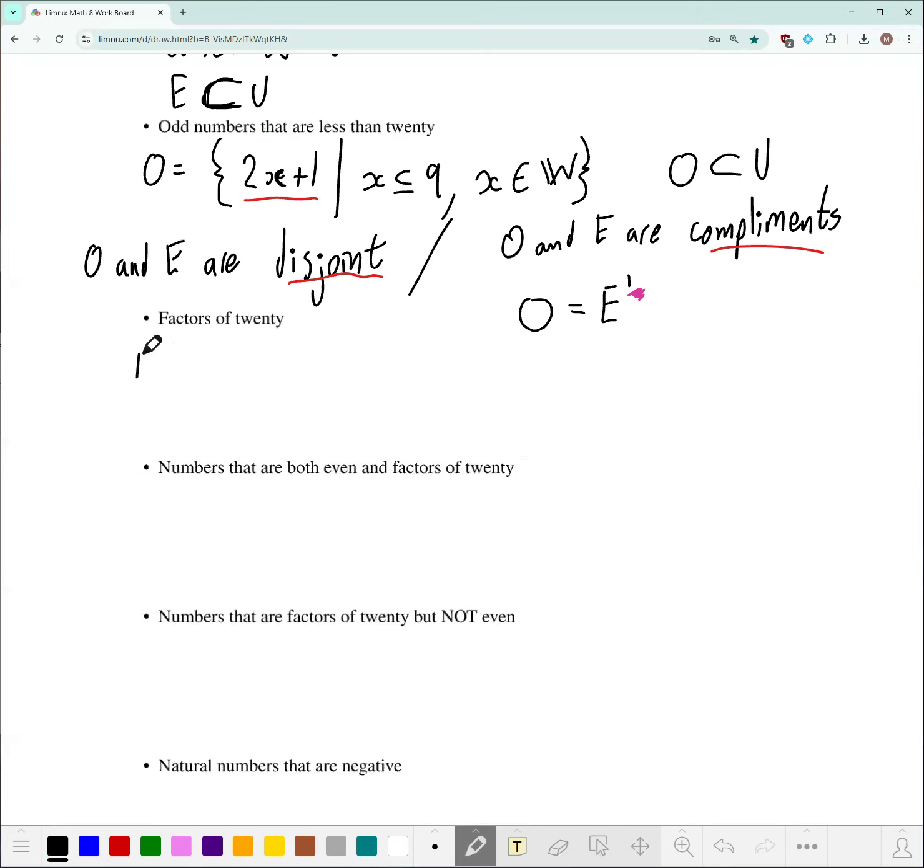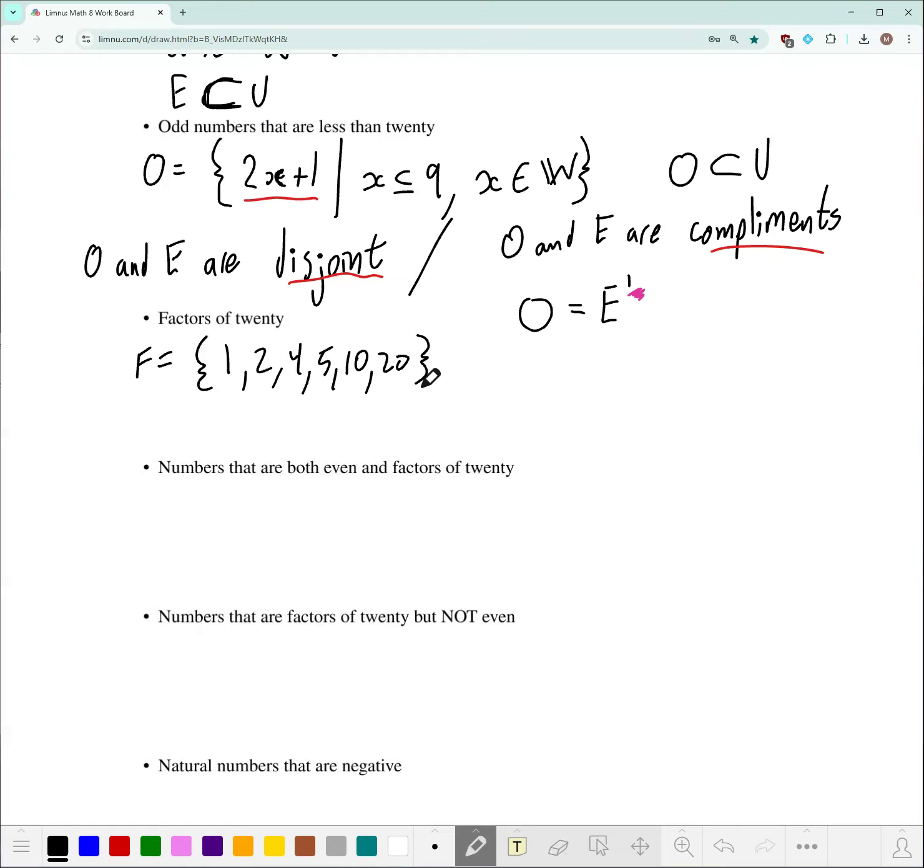Let's call this group F, F for factors. And what are our factors of 20? Remember, you do need to know what this word means. Factors are numbers that have 20 as a multiple. Another way we can say it is 20 is divisible by its factors. So you can divide it by 1, by 2, by 4, by 5, by 10, and by 20. So this is a set of elements that are factors of 20.